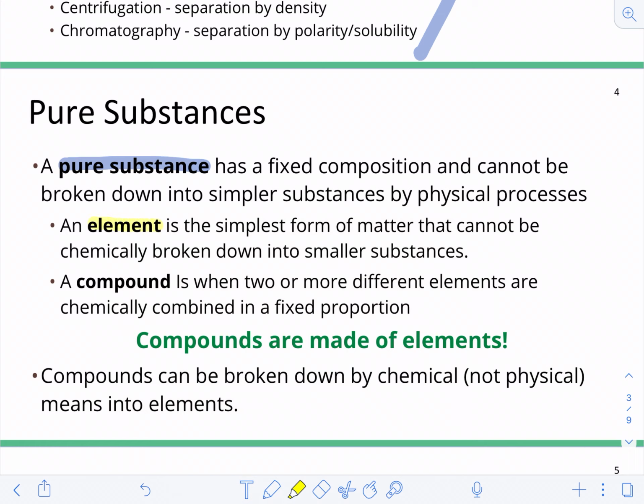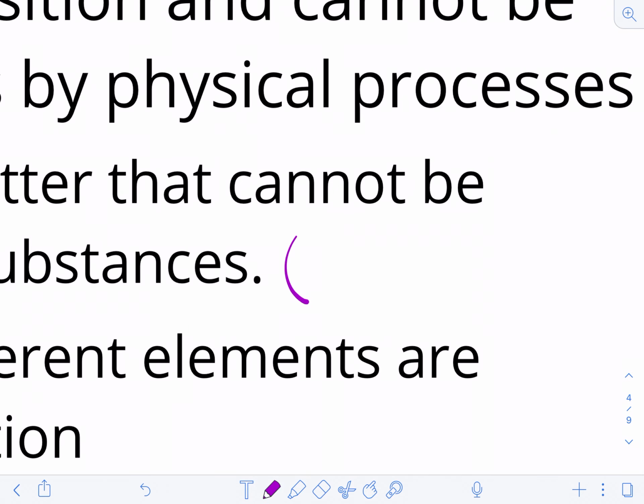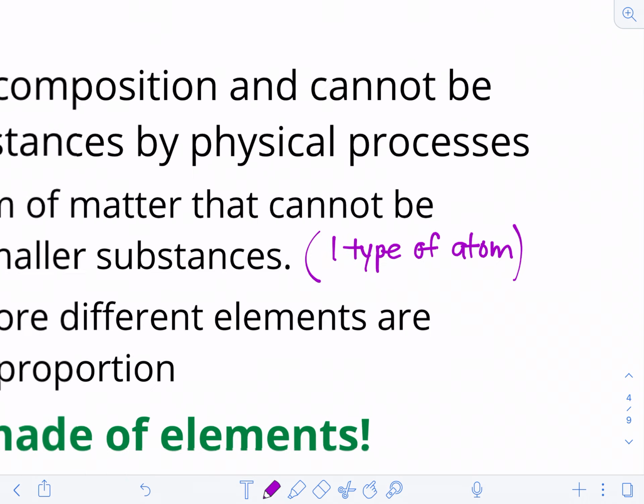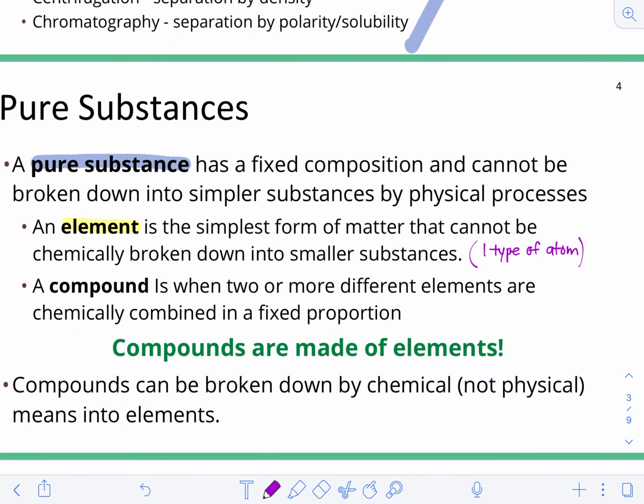This is the simplest form of matter that you cannot chemically break down into smaller substances. So if something is an element, it only consists of one type of atom off of the periodic table. Maybe I will add that note, one type of atom. Then a compound is when two or more different elements are chemically combined in a fixed proportion.